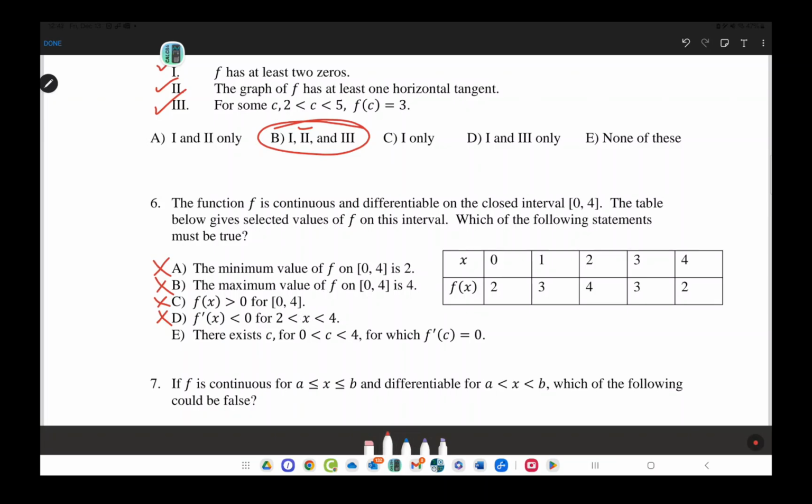There exists c between 0 and 4 for which f prime of c is equal to 0. That is true. That is guaranteed. E.